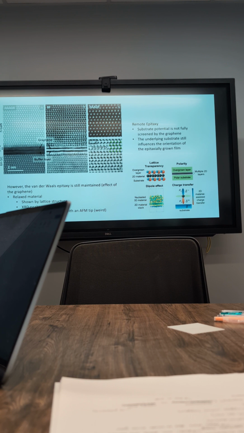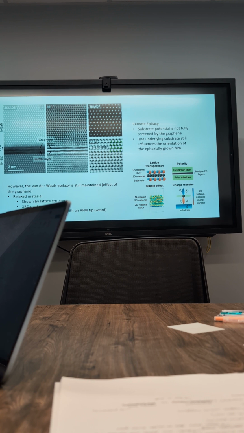The buffer layer. I don't know what the buffer layer is necessarily. I was going to look that up again. Okay. So it's not like there's a substrate, and then directly on the substrate is graphene, and then directly on the graphene is gallium nitride. That's what I thought it was. That's kind of what it is.